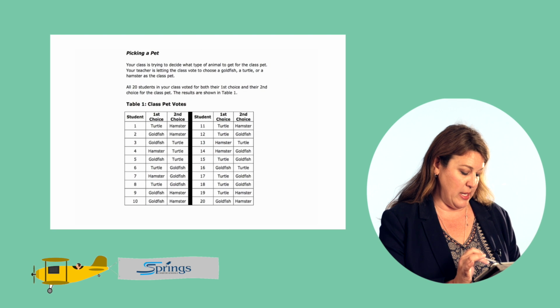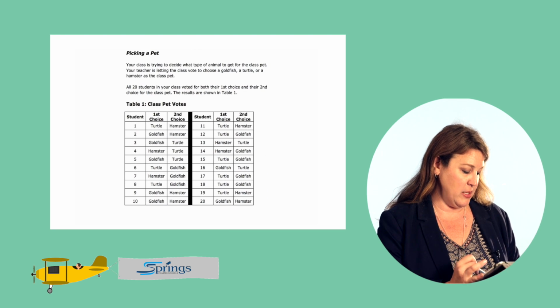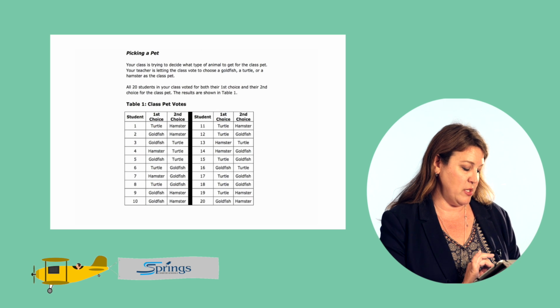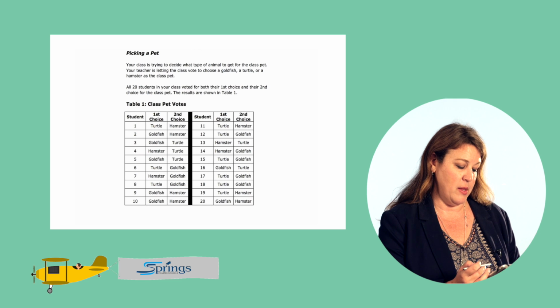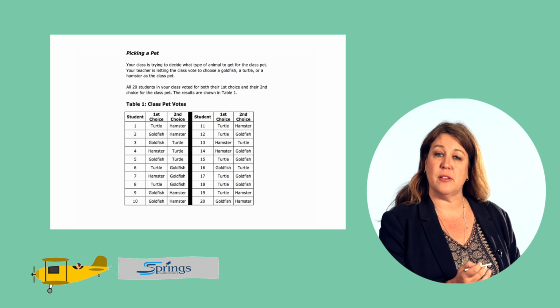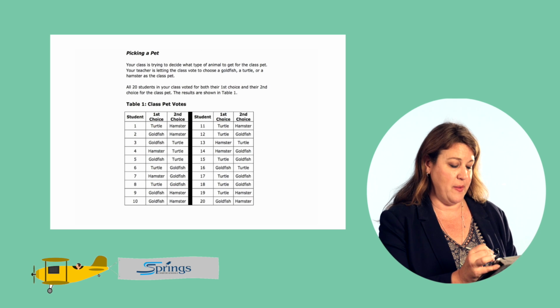So here in the table, we can see there are 20 students in the class, and for each of those 20 students, we see what the first choice for a pet was and the second choice. So that's all the information we need to answer the questions. You ready for question one?